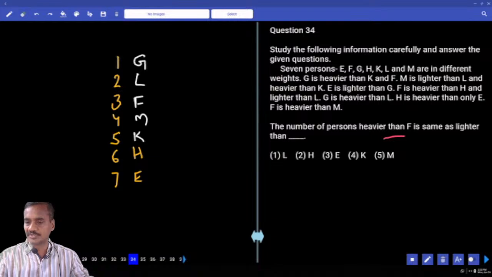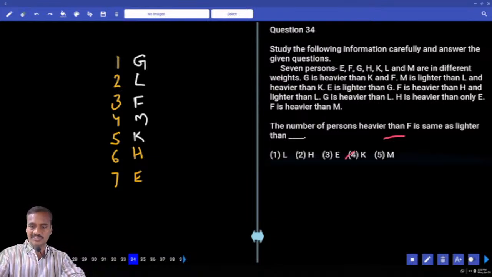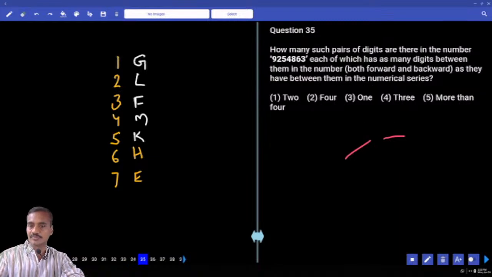34, the number of persons heavier than F is lighter than. 2 persons heavier than F, 2 persons lighter than K, choice 4, 34. Then coming to 35, what is the number we have? 9254863 is the number.